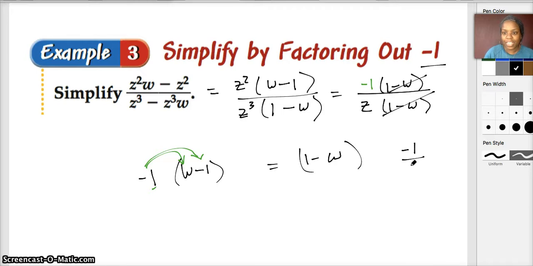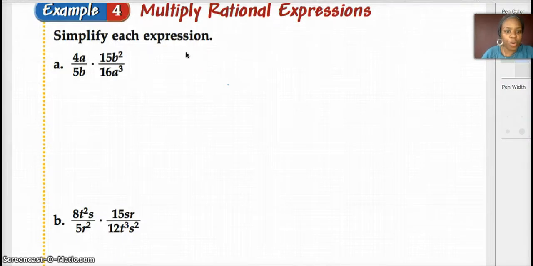So if you notice that you need a little flip-flopping to happen, if you realize that the signs, everything would cancel out, if you can just change the signs, know that you can factor out a negative 1. So in example 4, we're going to be multiplying rational expressions.